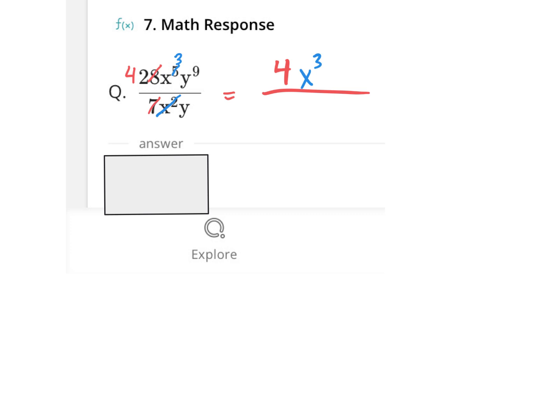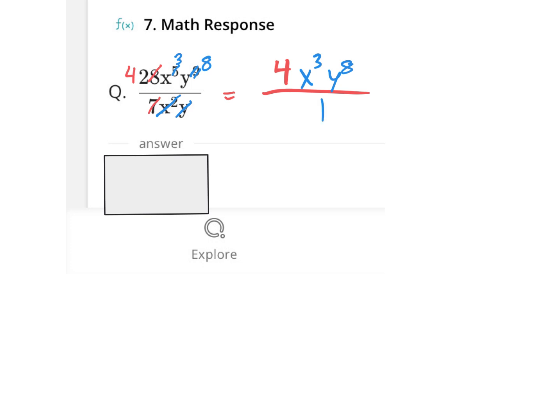Last but not least, I have 9 y's up on top, 1 y on the bottom. I could cancel one of these y's with one of these, and it will leave me with 8 y's up on top. So y to the 8th, right? I probably should have changed that 9 into an 8 right there. Again, 1 y canceled with one of the 9. I still have y to the 8th. Okay, so there's my answer. 4x to the 3rd, y to the 8th.